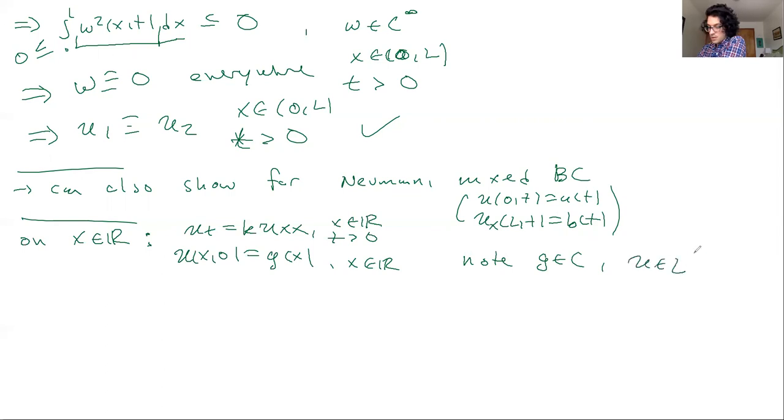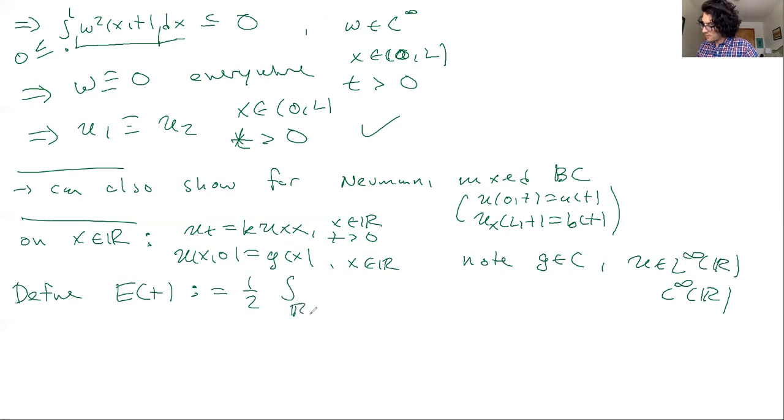then U will be L infinity, right? And C infinity as well. So then in that case, let's jump ahead and define E of t equal to 1/2 u squared integrated over R.